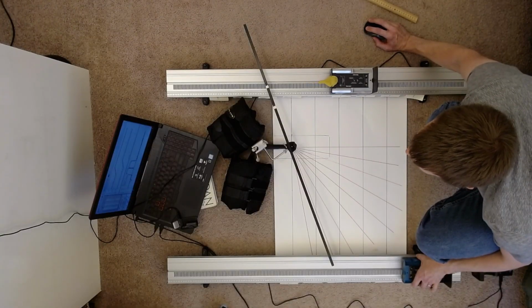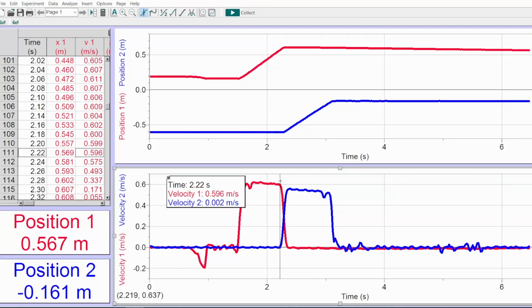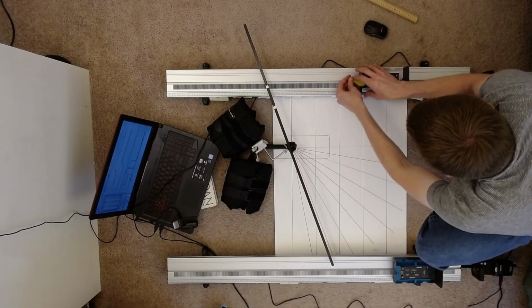Okay, so just after the collision, we've got a velocity 1 of 0.596 meters per second. Velocity 2 is essentially 0. And here we've got velocity 1, we'll go with this one. Just barely bounces back with a velocity of negative 0.005 meters per second. Velocity 2 is 0.559 meters per second. So let's reset this.